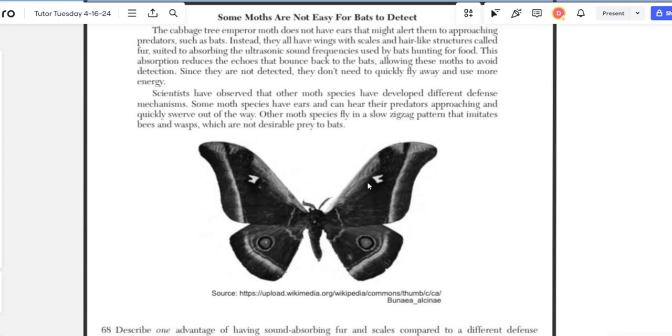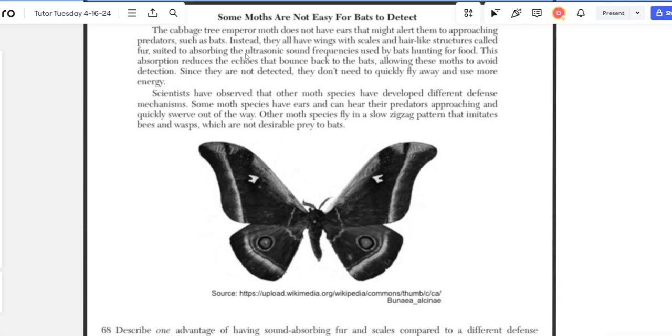This one looks like it's talking about the cabbage tree emperor moth. It does not have ears to alert them to approaching predators such as bats. They all have wings with scales and hair-like structures called fur, suited to absorbing the ultrasonic sound frequencies used by bats hunting for food. This absorption reduces the echoes that bounce back to the bats, allowing these moths to avoid detection. Since they're not detected, they don't need to quickly fly away and use more energy.